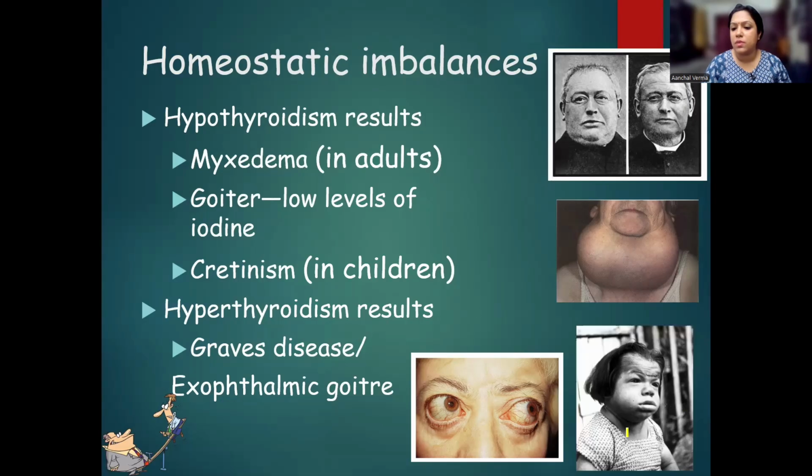Now, this is cretinism. You can see here, this child is suffering from cretinism. This old man is suffering from myxedema. This is goiter, enlargement of the thyroid gland, and exophthalmic goiter. You can see the eyes are protruding out, right?